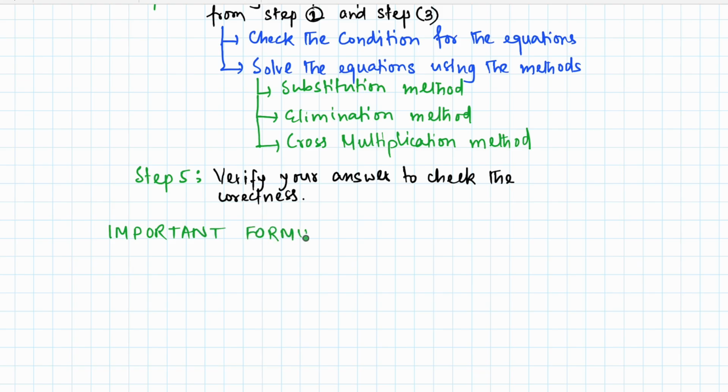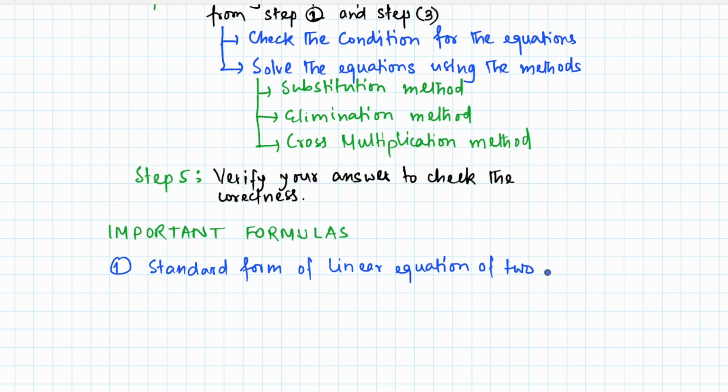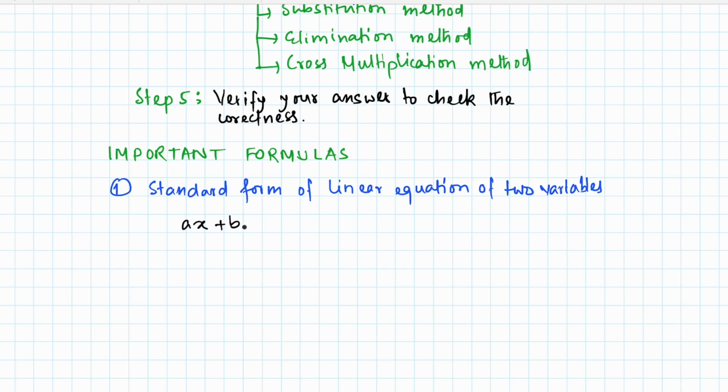Now, important formulas. So what are the formulas that are involved? Number 1, the standard form of linear equation. If the linear equations of two variables have been given, always convert them into the standard form, like ax plus by plus c equal to 0. Number 2, the cross multiplication formula. What is that?